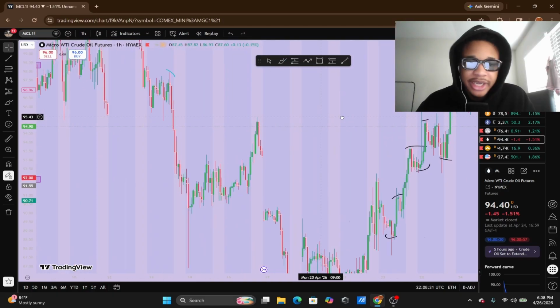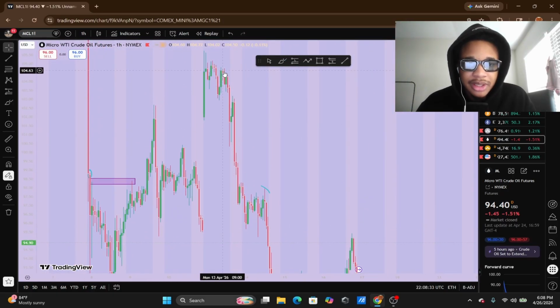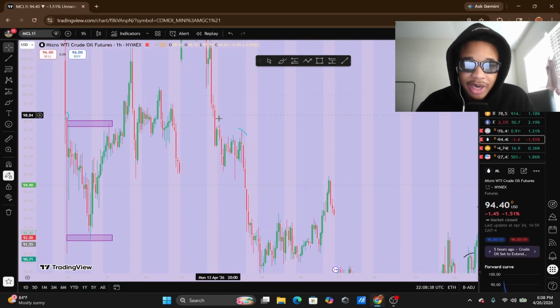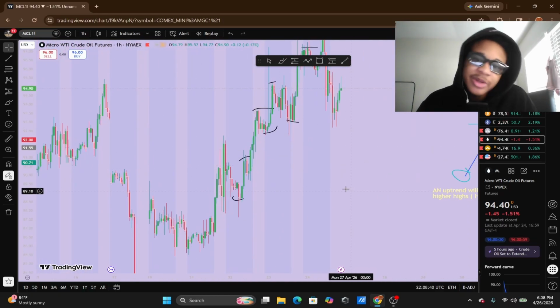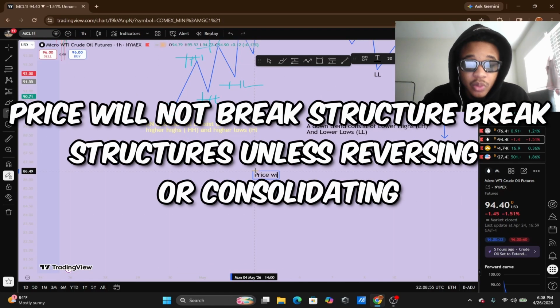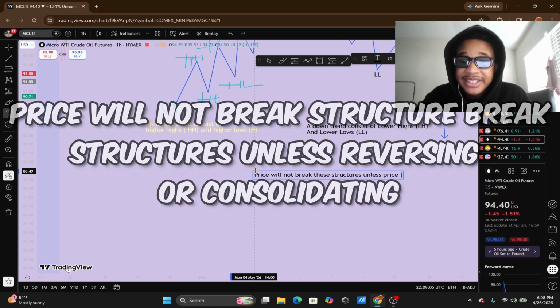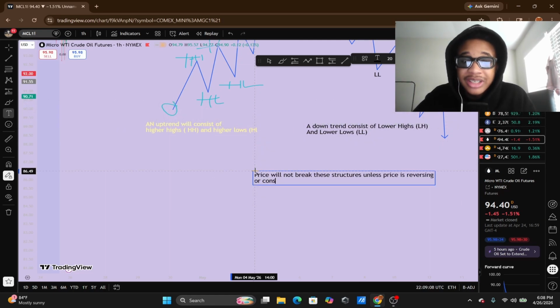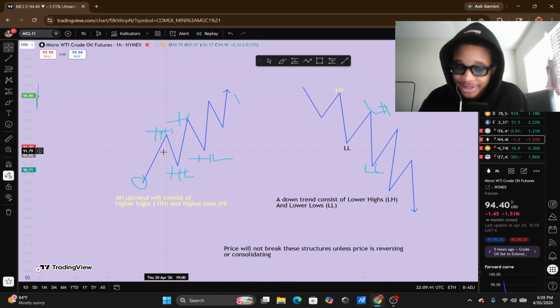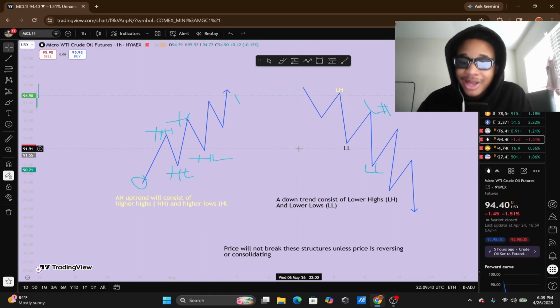A downtrend, which I can easily find here: lower low, lower high, lower low, lower high, lower low. You get the point. I want you to know this. I want you to write this down. Price will not break these structures unless price is reversing or consolidating. Price will never break these higher highs, higher lows structures unless it is reversing.